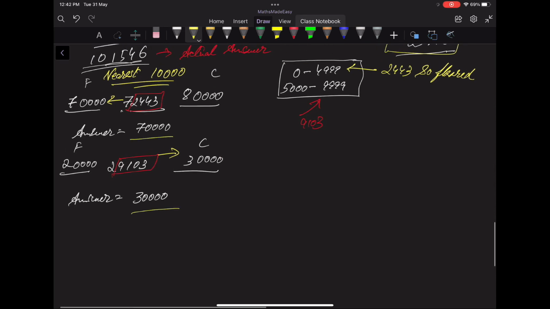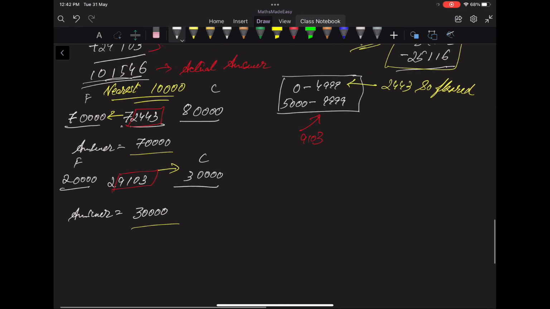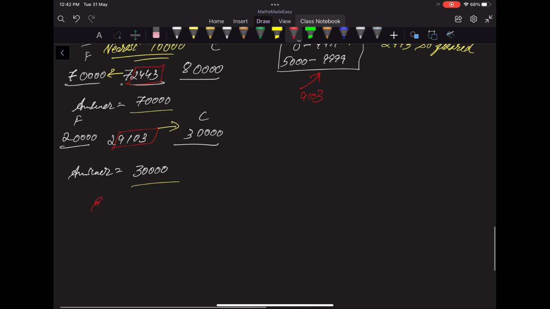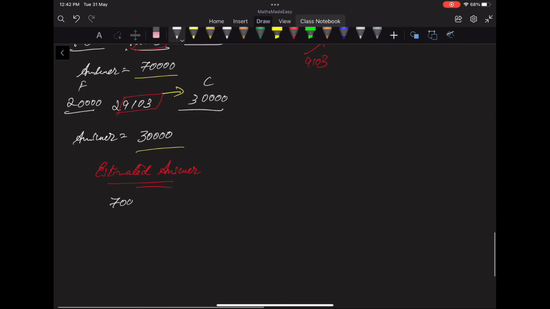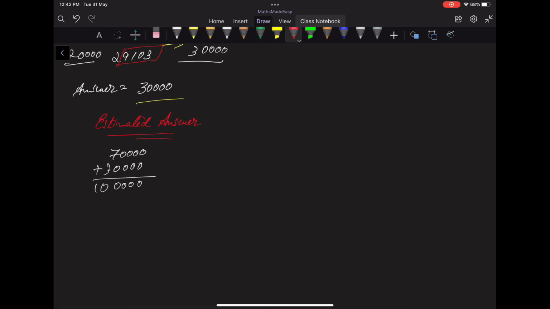So we have the two numbers: 70,000 is the first, 30,000 is the second. Now we do the estimated sum. We'll have to write here estimated answer. 70,000 plus 30,000. Quite simple. We get 1 lakh. Okay, we point it as the estimated answer.